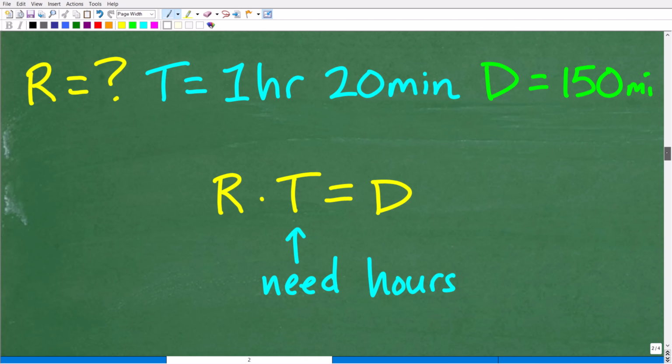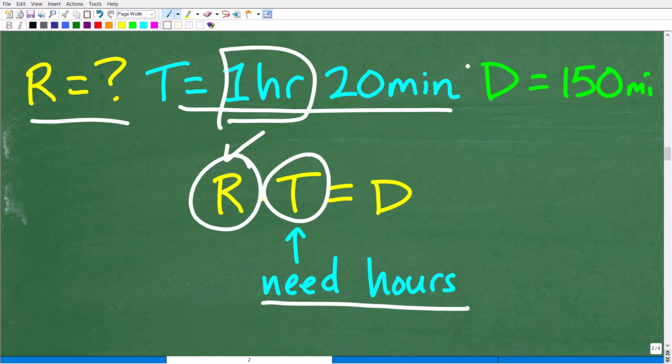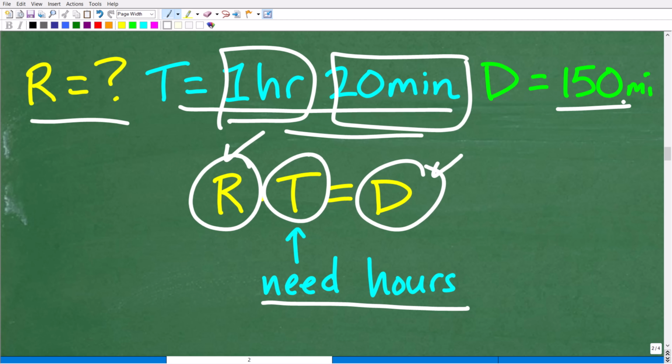So rate times time is equal to distance. Do I have the rate? No, I'm looking for the rate. That is the entire question. Do I have the time? Well, I have time, but I need it in all hours. Here I have hours and minutes. That's not going to work. I'm going to have to fix this up. And of course, I have distance in miles, so that's good.